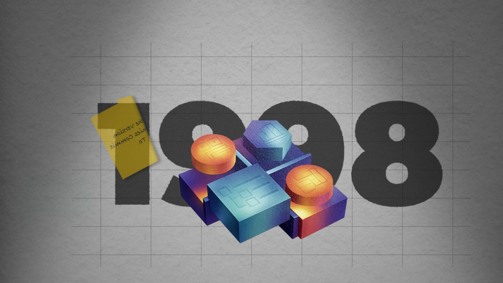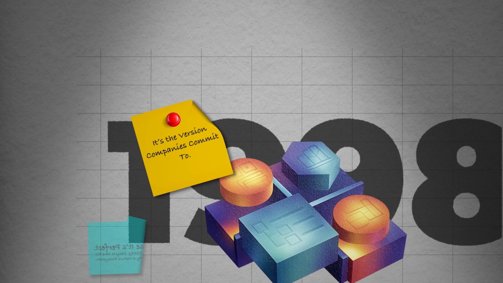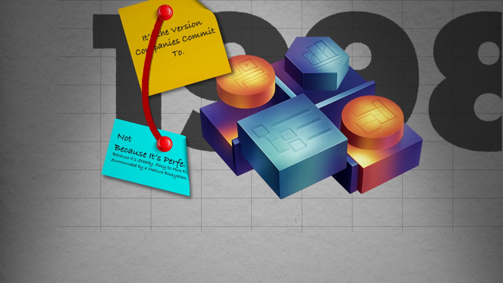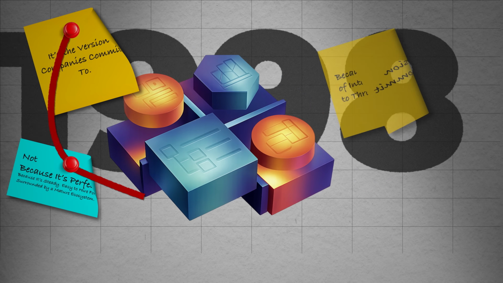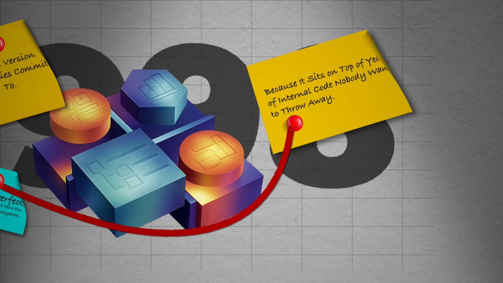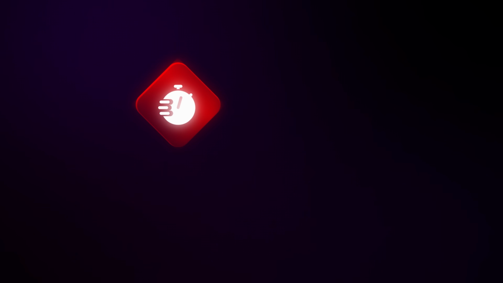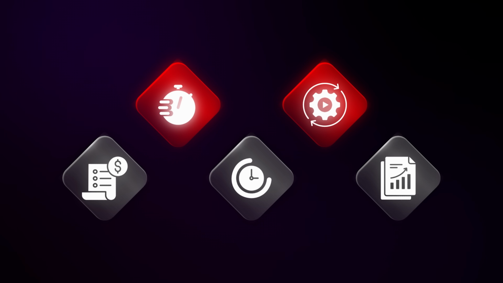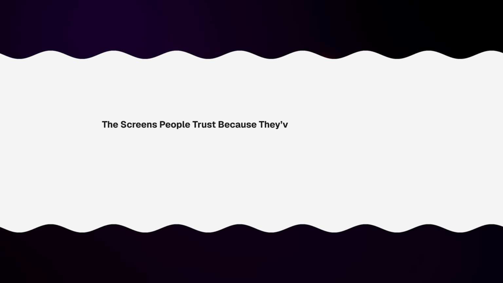In 1998, Visual Basic 6 lands, and it's the version companies commit to. Not because it's perfect, because it's steady, easy to hire for, surrounded by a mature ecosystem, and because it sits on top of years of internal code nobody wants to throw away. This is when a quick tool for our team stops being temporary and starts being how the place runs. Billing, scheduling, reporting, the screens people trust because they've trusted them for years.